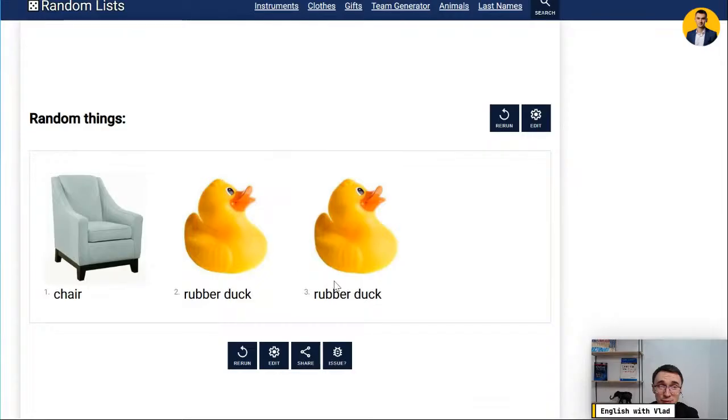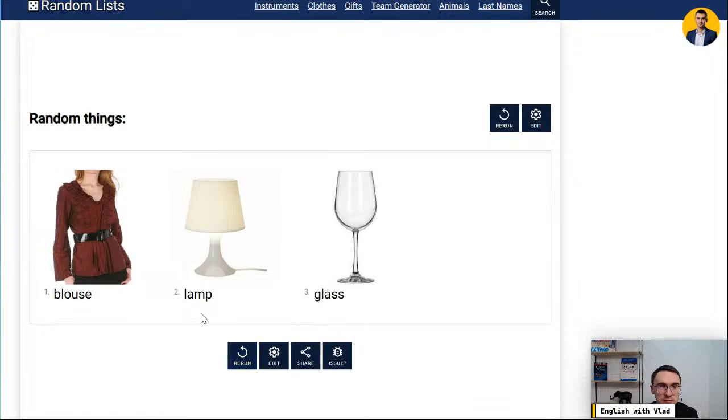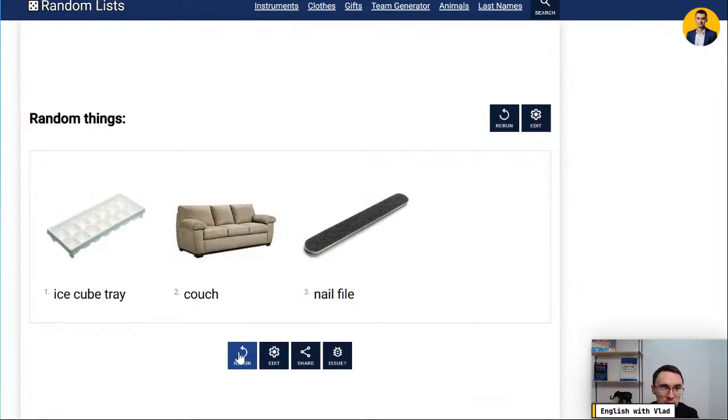So we have two same objects here, rubber duck, but that's these iconic yellow rubber duck. And the chair. In fact, this looks more like an armchair, but yeah, it's a chair. Now you. Let's go. Pronounce these words first. What is this? It's a blouse. Blouse. How about this one? It's a lamp. Lamp. And this is glass. Super easy, glass. Let's go and generate some more.